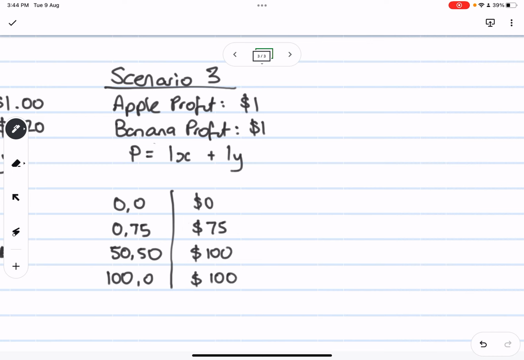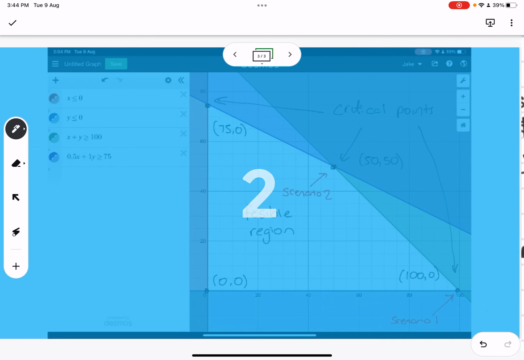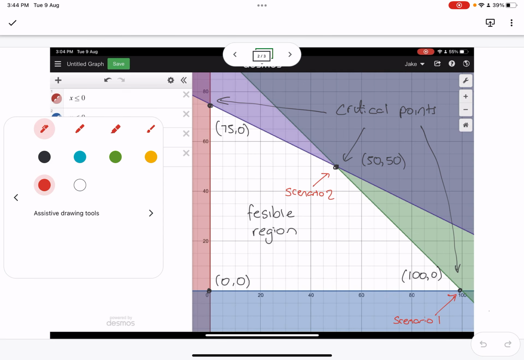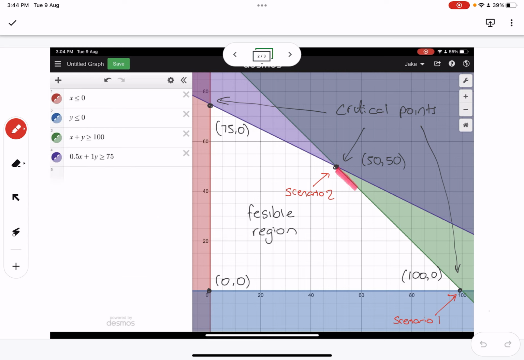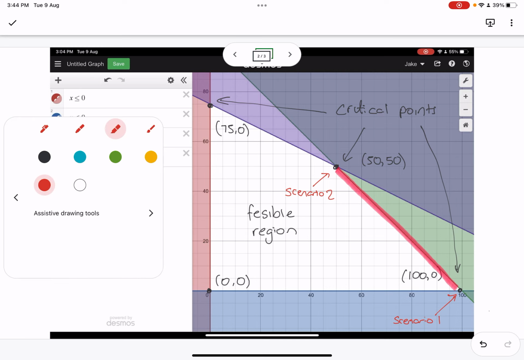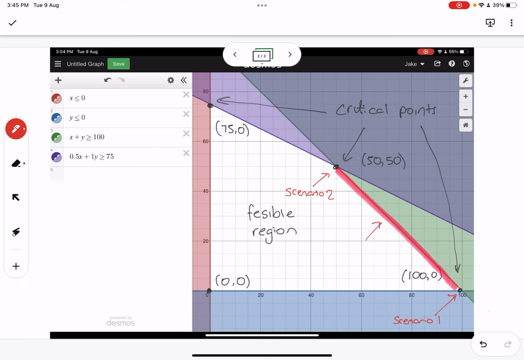So what's happening here is both of these points are giving us the same profit. If I come back to my graph for a moment, what ends up happening is anywhere along this line ends up giving us the same profit. So I could see 60/40 on that line, that would again give us $100 profit, or 80/20 that's on the line, it would give us $100 profit.